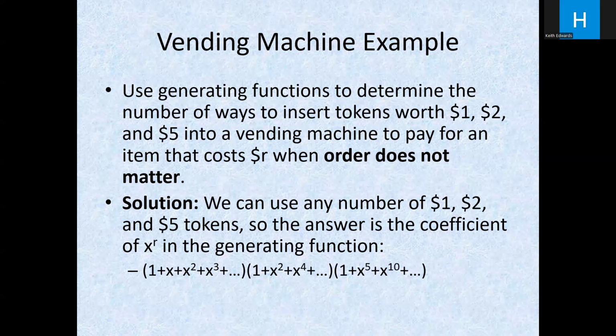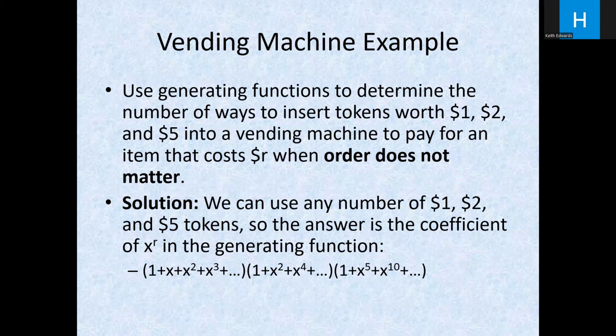How about the number of ways to insert tokens worth $1, $2, and $5 into a vending machine to pay for an item that costs r dollars when order doesn't matter? If you're using $1, $2, and $5 bills, it doesn't matter if you put in the 2 first, followed by the 5, or the 5 followed by the 2. So the correct answer is the coefficient of x to the r, whatever the cost of the item is.